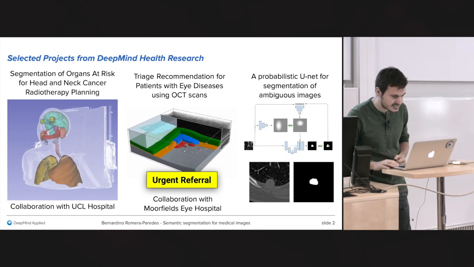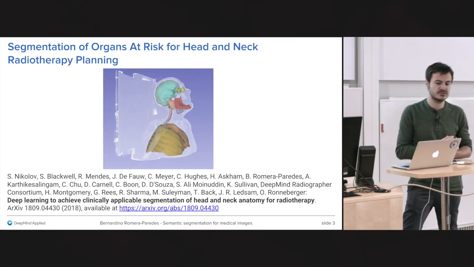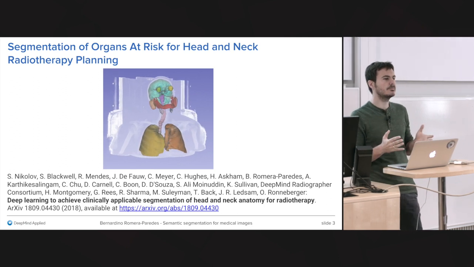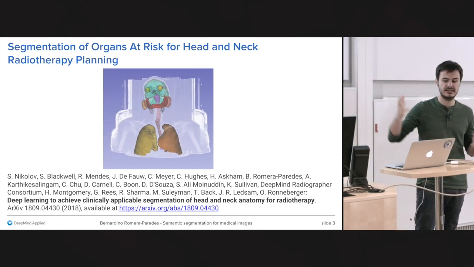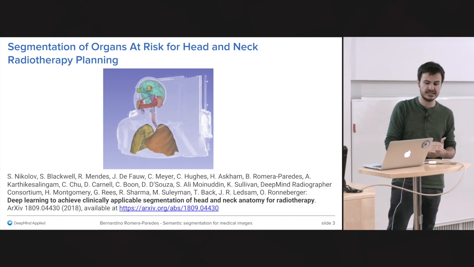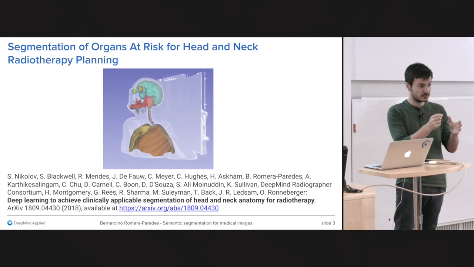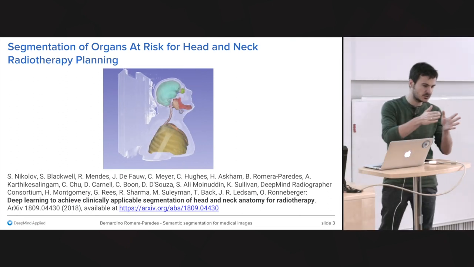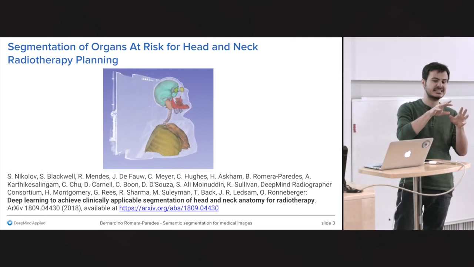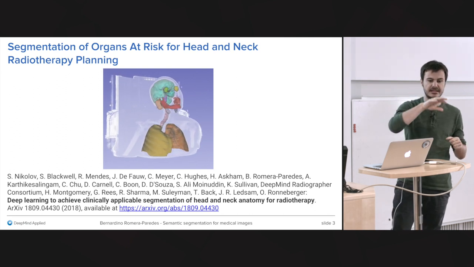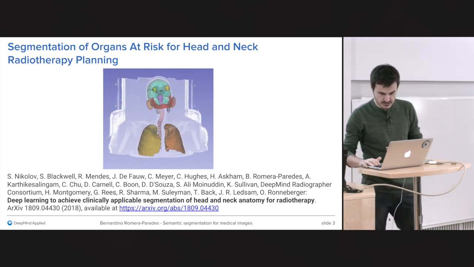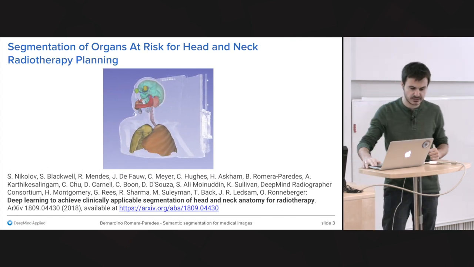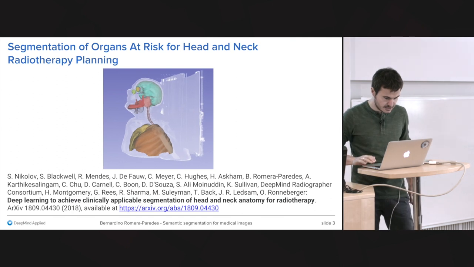So let's start with the first project. It's on segmentation of organs. So here the thing is that when doctors plan the radiotherapy, what they have to do, first of all, is to segment the tumor, but also the organs around the tumor, because the point is to maximize the dose on the tumor area, and at the same time minimize the damage made on the organs. So just to give you a bit of a hint about what happens.